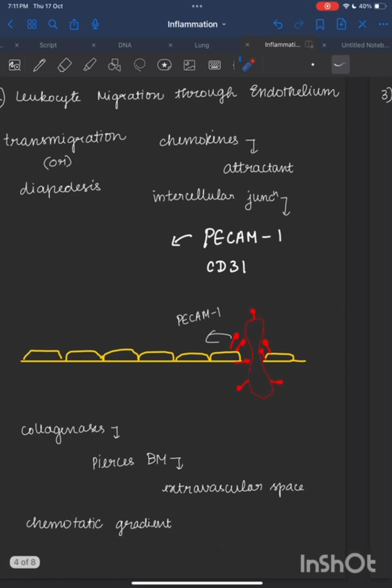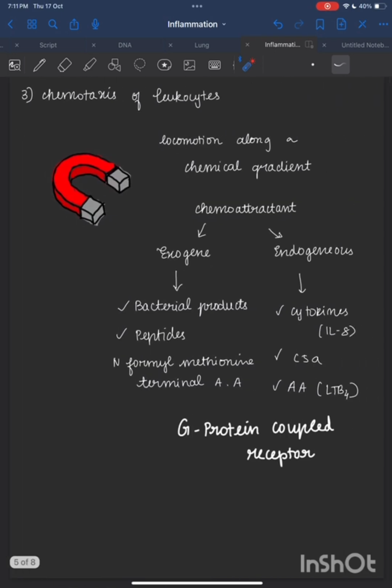The third step is chemotaxis of leukocytes. What does chemotaxis mean? Locomotion along a chemical gradient is known as chemotaxis. There are chemoattractants, like a magnet which attracts leukocytes towards it. There are two types of chemoattractants, exogenous and endogenous. It's very important, just try to remember it.